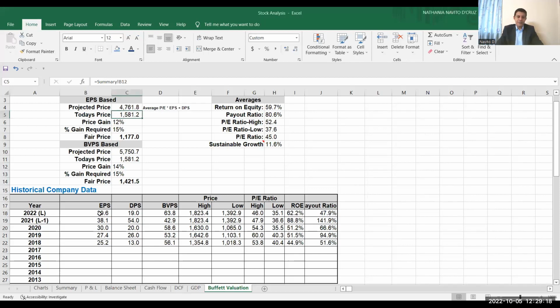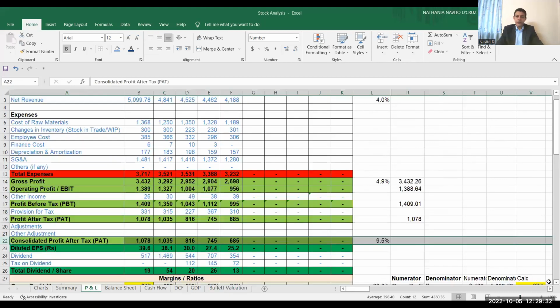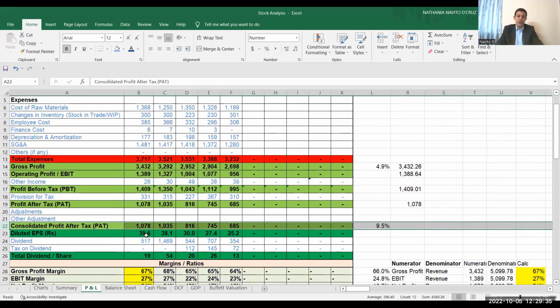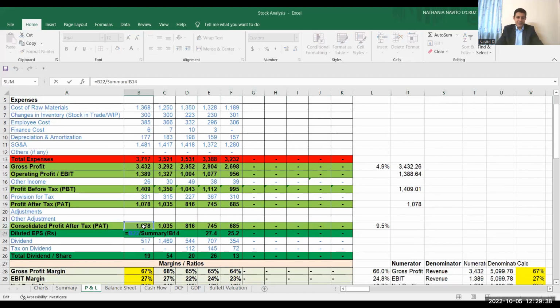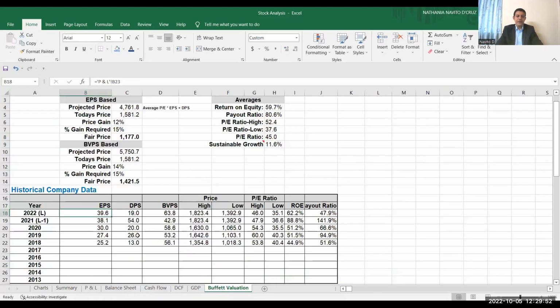So in the Buffett valuation, we first populate the historical data of earning per share. This earning per share comes from our net income statement, that is our profit and loss statement. So we look into our profit and loss statement. In it, we have already calculated our diluted EPS by taking the profit after tax and dividing it by the total number of shares outstanding, which we have picked up from the summary page. This we do for all the years, and then for each respective year, we put it into our historical company data table.